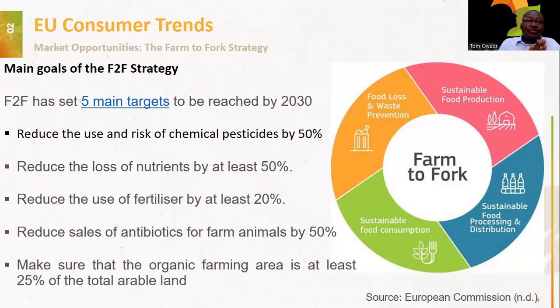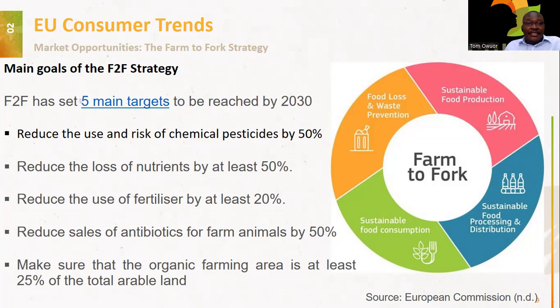Again, capturing on the consumer trends in the EU is the issue of the Farm to Fork market strategy. And this is important because Farm to Fork has 5 main targets that they intend to reach by the year 2030. Number one is the reduction of the use and risk of chemical pesticides by 50%.